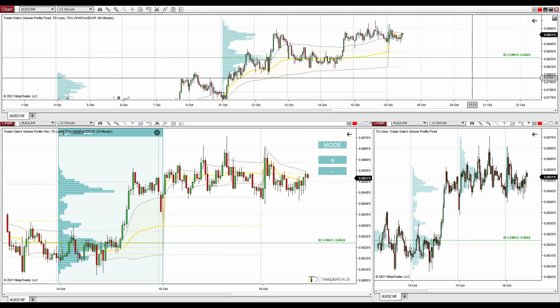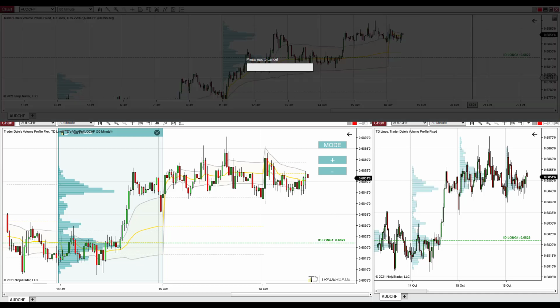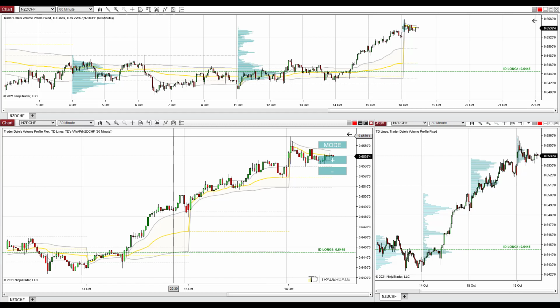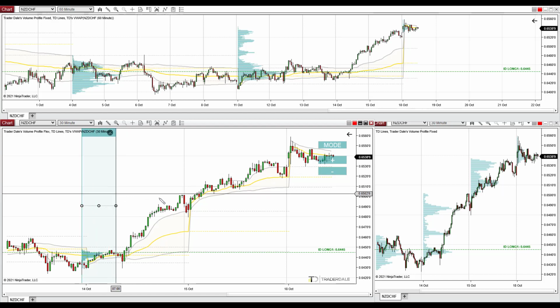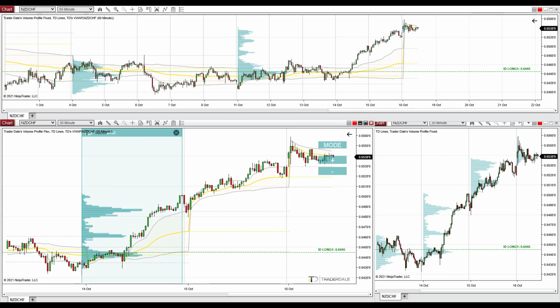And the next one is on the New Zealand dollar Swiss franc. All right, so now all the charts show the New Zealand dollar Swiss franc. And what I have for you is also the volume accumulation setup combined with the weekly point of control. So let me show you.